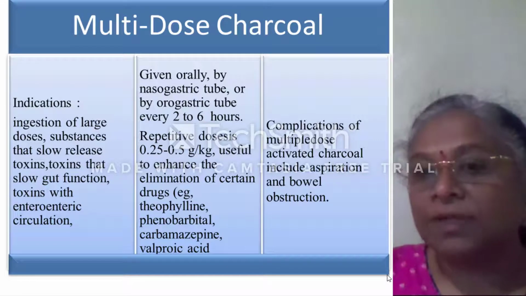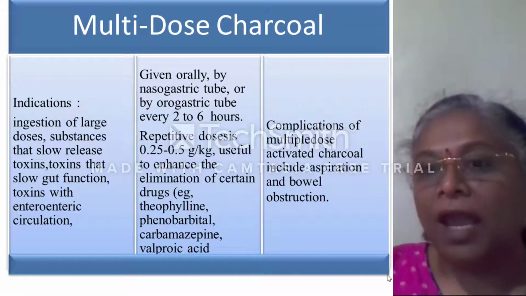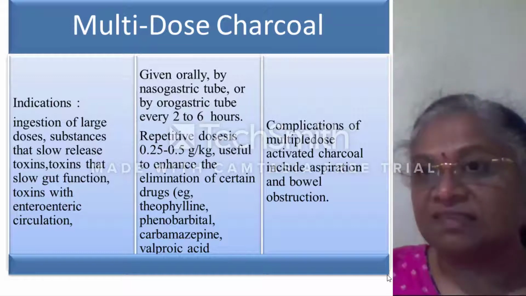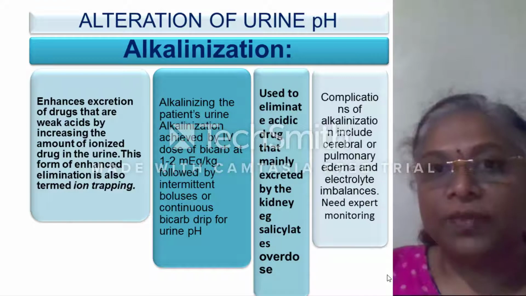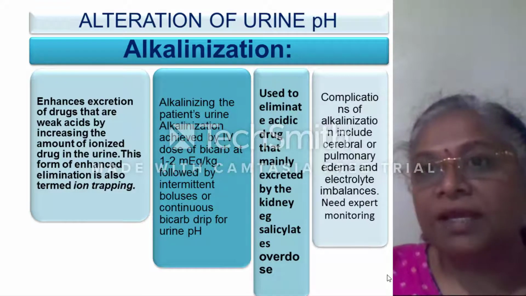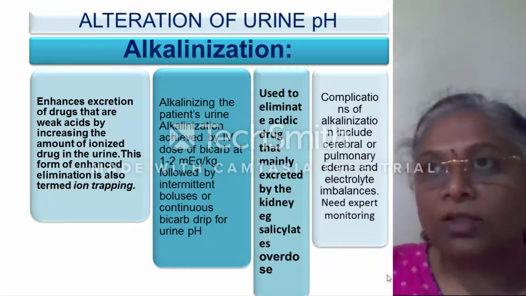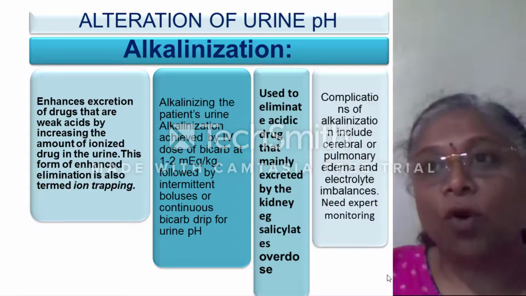There can sometimes be complications with multiple doses of activated charcoal, such as aspiration or bowel obstruction. The next important technique is alteration in the pH of the urine. Usually two techniques are used, alkalinization and acidification, whereas alkalinization is more commonly used.